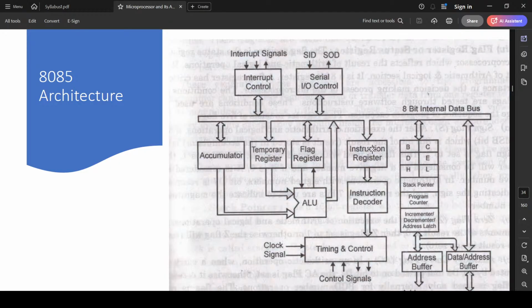Now the instruction register is there, where the instruction set is present. The instruction decoder decodes it. So decoder, and then timing and control signals. Timing and control, and there are signals: clock signal, control signals.